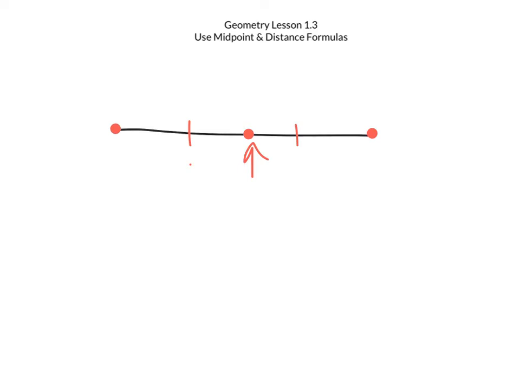A segment bisector is a point, ray, line, or line segment that intersects the segment. So even though this is the midpoint, if I have a line going across here, that line is actually going to be called the segment bisector. So those are the two different ways to know your vocab. All right, let's look at example 1. Put this in your journals.